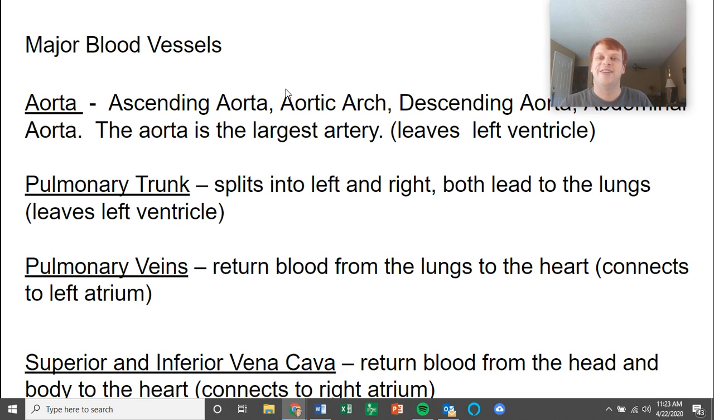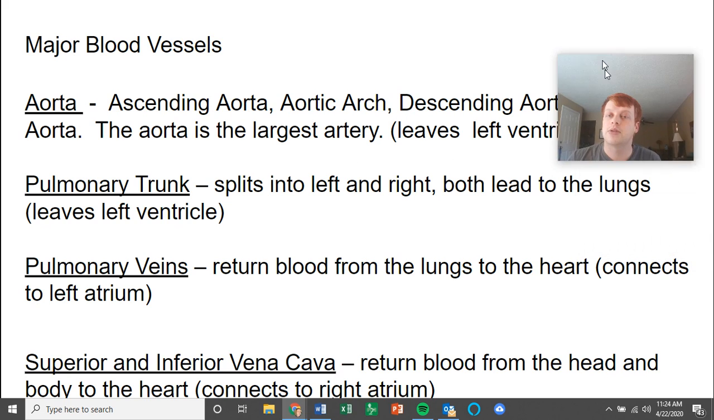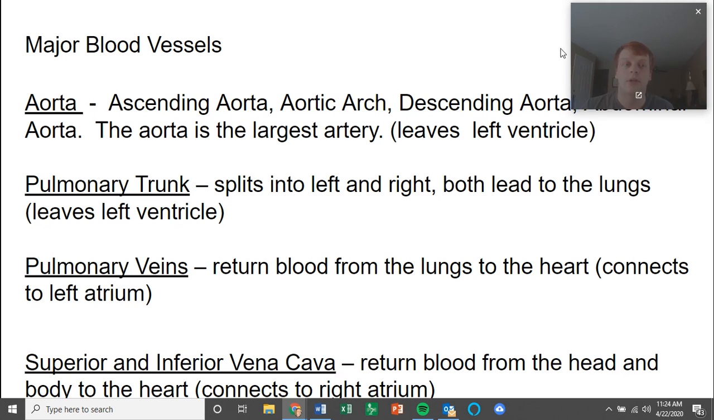Anyway, so our first one is the aorta. The aorta has a couple of parts that are important. It has an ascending aorta that's going up, the aortic arch, and the descending aorta, and then finally the abdominal aorta. The aorta is the largest artery in the body. Remember, that's the one carrying blood away, and it leaves through the left ventricle of the heart, which we learned about last class.